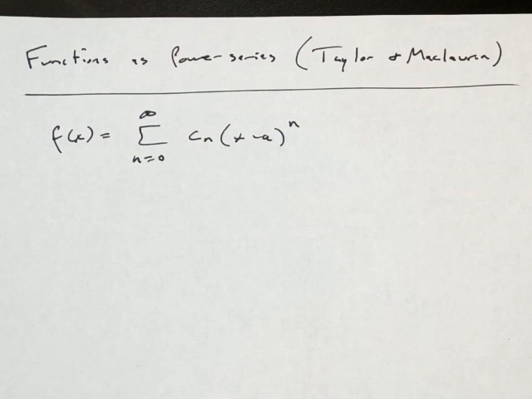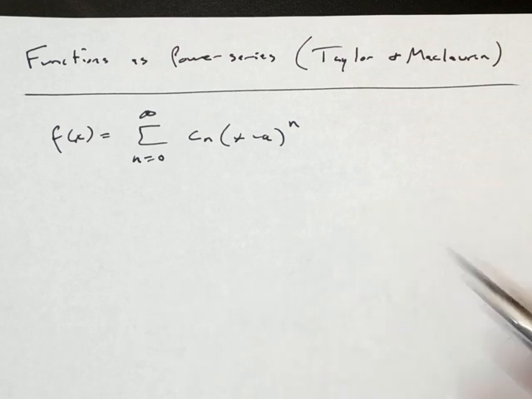I want to continue examining functions as power series. And to do that, I want to start by looking at our term-by-term derivative idea again. So here's a power series for some function. I know this is going to have some radius of convergence. For the moment, I'm going to assume that it converges on more than just a single point.